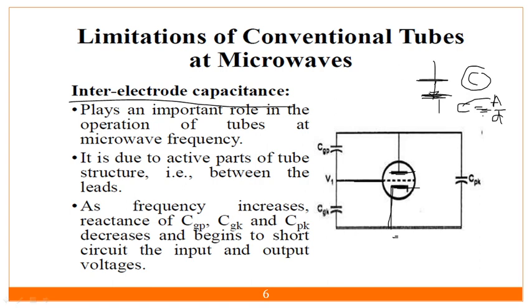Capacitance is directly proportional to the area and inversely proportional to the distance between the plates. So if the distance between the plates is less, then the capacitance will be more, and vice versa. Area is nothing for us here, for example.